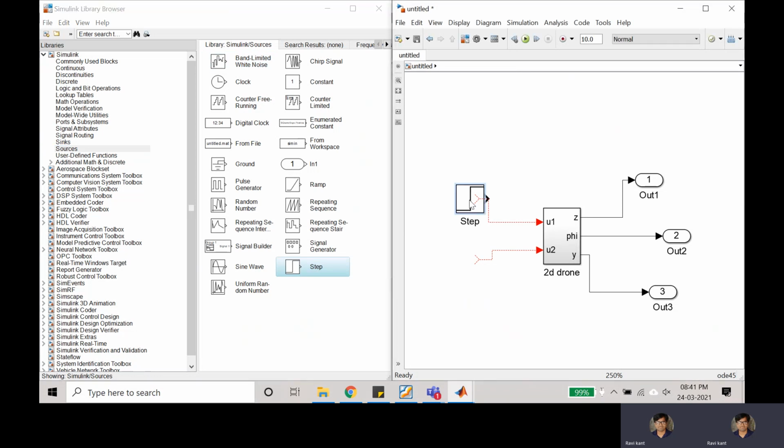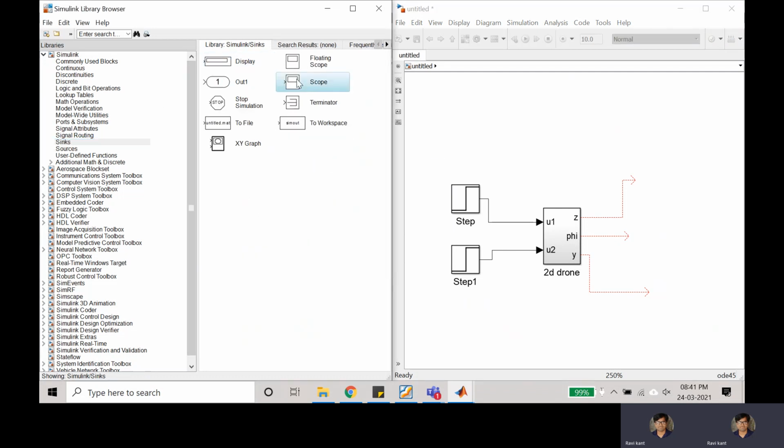So step input I will keep it here. One more step input I will keep it here. And out I will delete it. And I want to see the reference on the scope. Okay, so scope will be in the sinks. Scope is something that you can actually visualize. I can place 3 scopes over here.